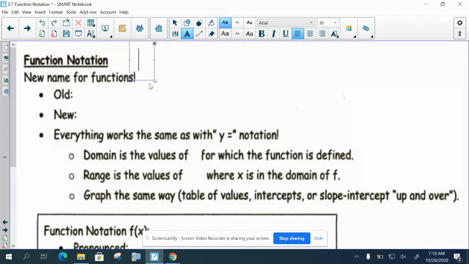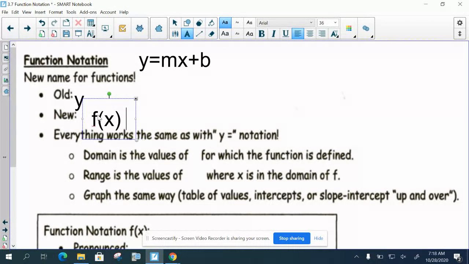you know that an equation is y equals mx plus b for a linear equation. So the old way would be to use y, and the new way is going to be to use f of x. So f of x is the same thing as y. When you see f of x, it doesn't mean f times x. It just means the y at whatever x is in the equation.